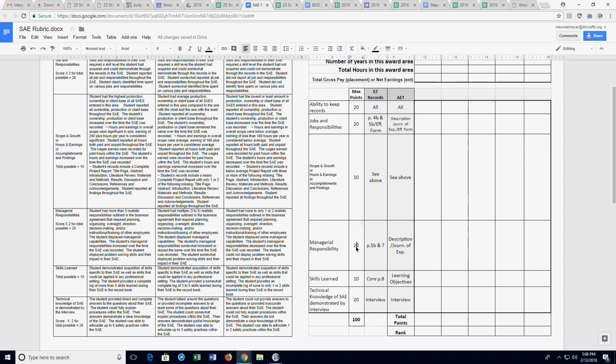Managerial responsibilities is worth 20 points. In Easy Records and in paper books, those can be found on pages 5B and 7. In AET, it is found in the description of journal experiences.